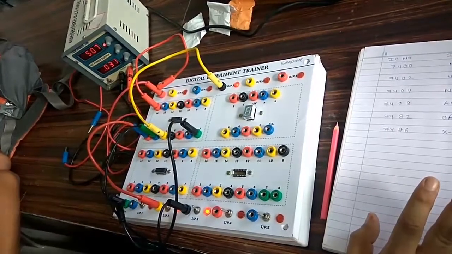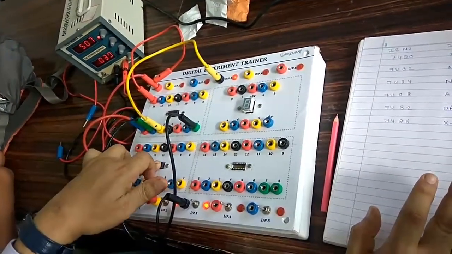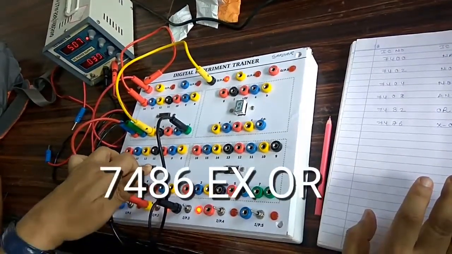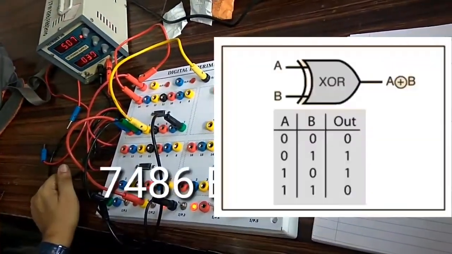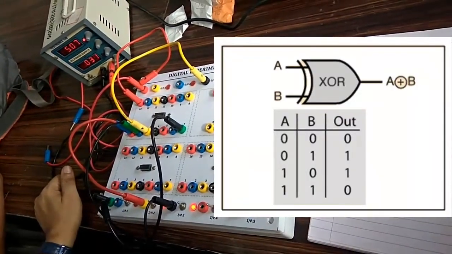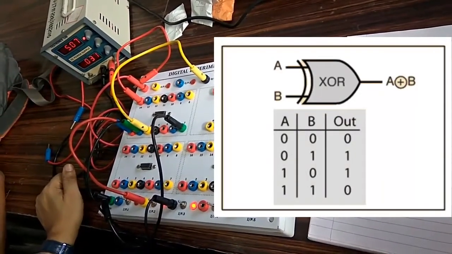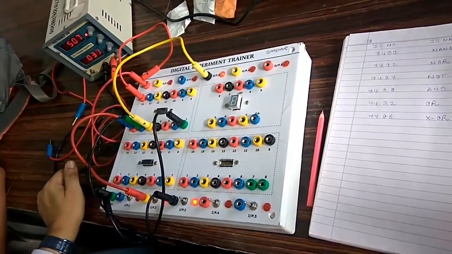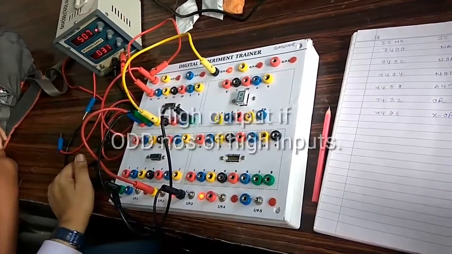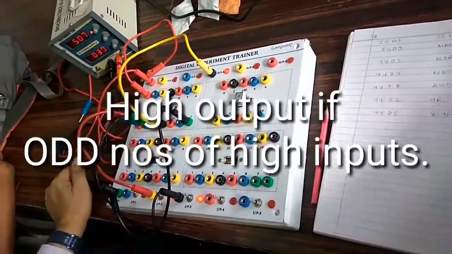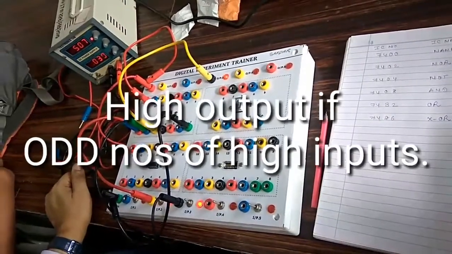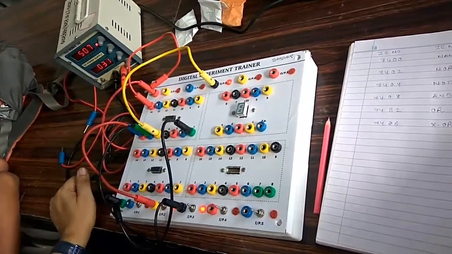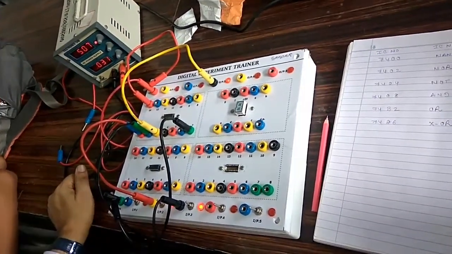Okay. Now here IC 7486 is connected. 7486 is XOR, exclusive OR. And here what is expected output? When both the inputs are 0, output is 0. 0 1 1, 1 0 1, 1 1 0. Its output is high if odd number of high inputs are present, or otherwise if both the inputs are same, outputs are 0.